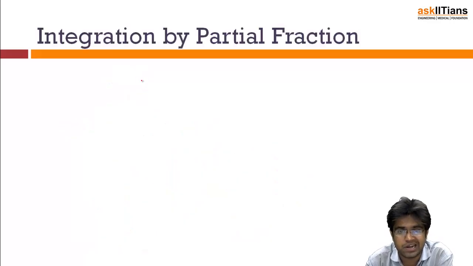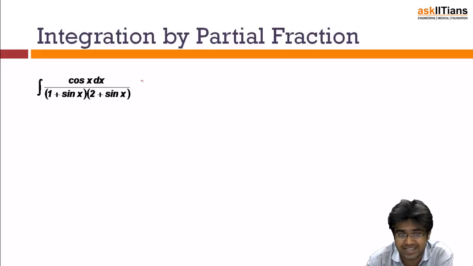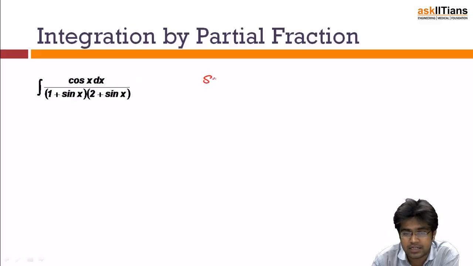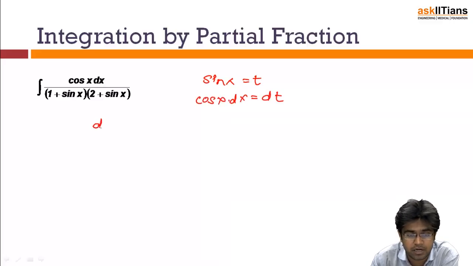So now we'll come to integration by partial fraction. Again, we know what is a partial fraction. Sometimes integration by partial fraction becomes very easy. Like here, if you want to integrate this, I can clearly say that if I put sin x as t, cos x dx dt is available. So cos x dx is equal to dt. That means it becomes dt divided by 1 plus t and then 2 plus t.